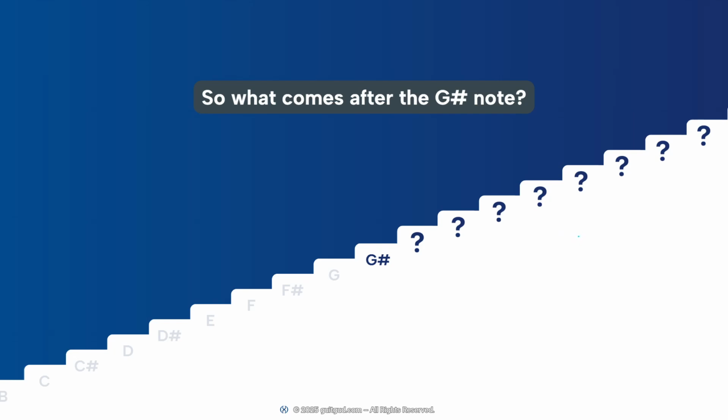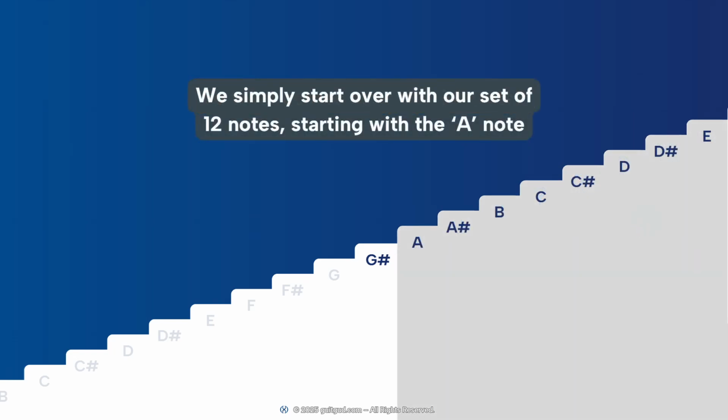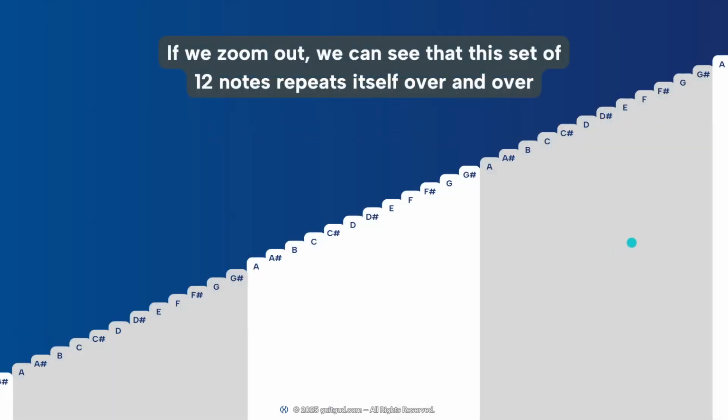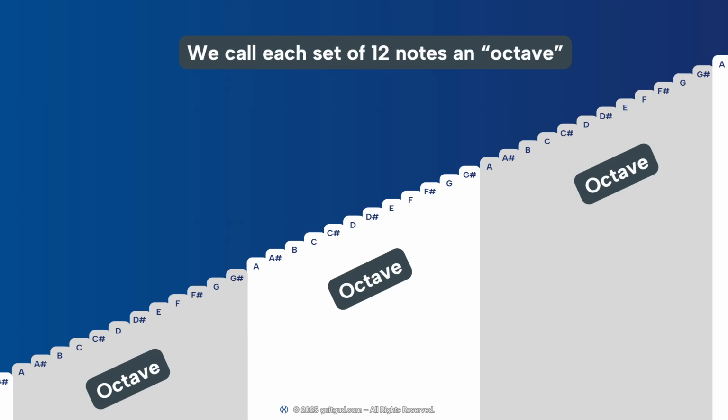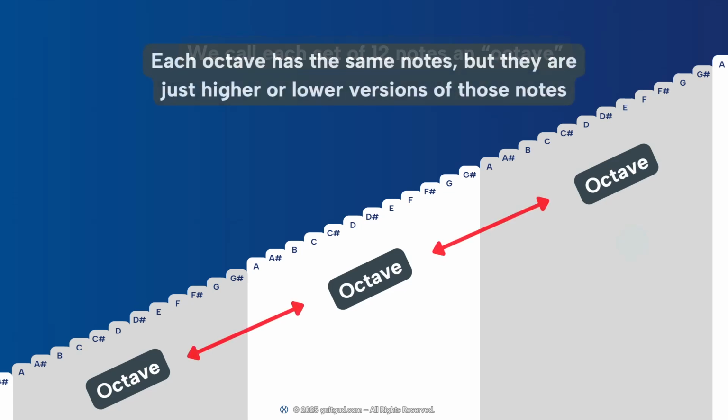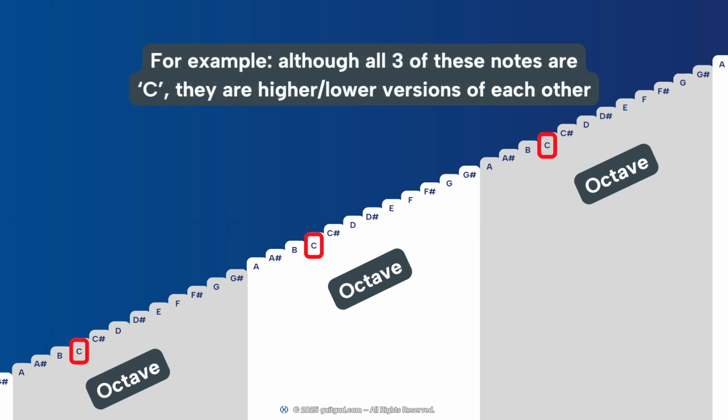But what comes after G sharp? We have our A to G sharp here, but we have an infinite number of steps. So what comes next? We simply start over with our set of 12 notes again, starting with the A note. So if we zoom out, we can actually see that this set of 12 notes repeats itself over and over. We call each set of these 12 notes an octave. Each octave has the same notes, but they are just higher or lower versions of those notes. For example, although all 3 of these notes are C, they are simply higher or lower versions of each other.